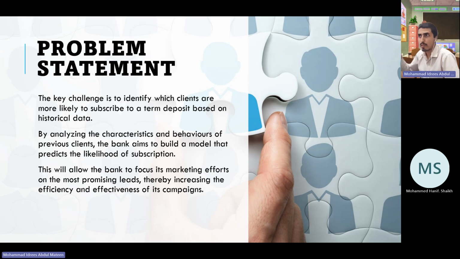By analyzing the characteristics and behaviors of previous clients, the bank aims to build a model that predicts the likelihood of subscription. And this will allow the bank to focus its marketing efforts on the most promising leads, thereby increasing the efficiency and effectiveness of its campaigns.